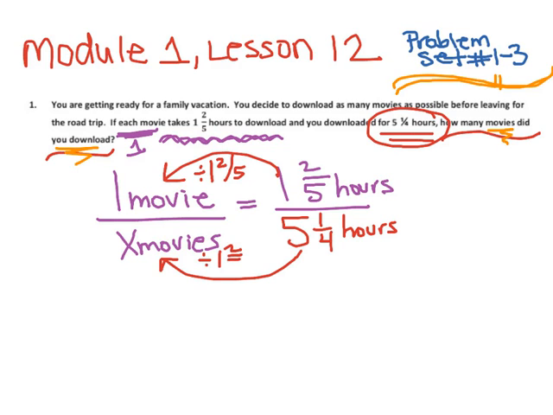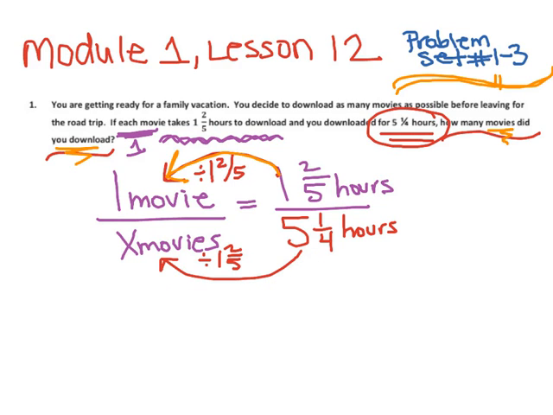Now you may be asking yourself, why did Ms. Benacki decide to go to the left here and not to the right, from one movie to 1 2/5 hours? Well, if I go from one movie to 1 2/5 hours like this, then I would have to do the same for the bottom. And if I don't know how many movies I had, I have no idea how to get from a mystery to 5 1/4 hours. Do you understand that? Hopefully that helped.